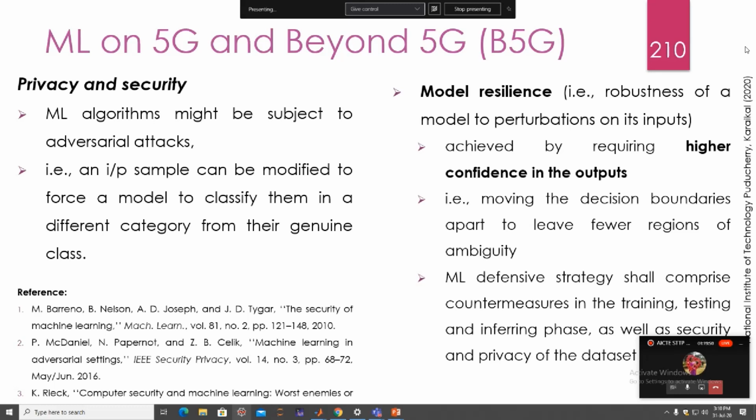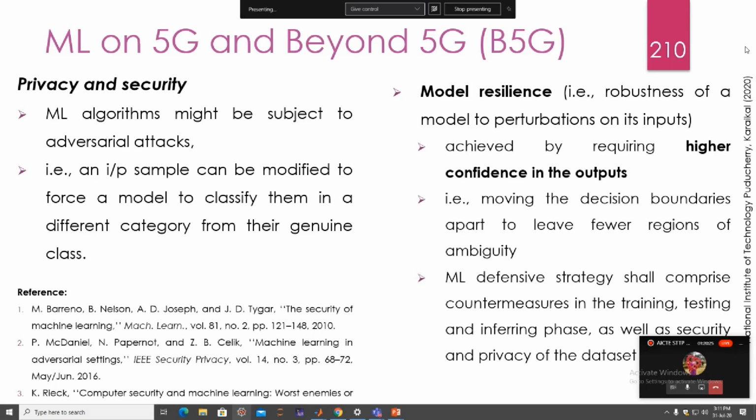So for that reason, the model resilience, that is the robustness of the model against attacks on the input, can be achieved by higher confidence of the output. How do we get higher confidence? By moving the decision boundaries apart to leave fewer regions of ambiguity. If we move the decision boundaries to leave fewer regions of ambiguity, then we can achieve this. An ML defensive strategy shall comprise countermeasures in the training and testing or inference phase, as well as the security and privacy of the database.